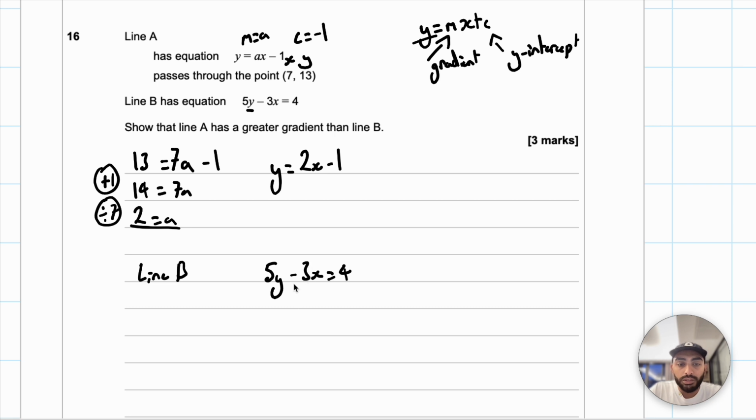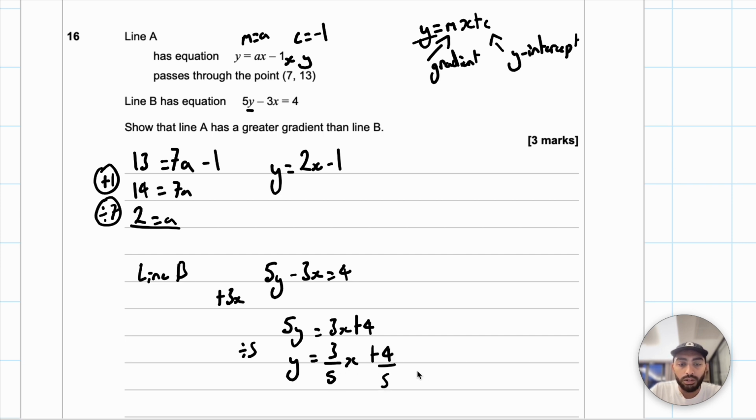So we'll get rid of this minus 3x first, because it's the last thing that's happening. And we'll do that to both sides. The opposite of minus 3x is add 3x. So add 3x to the left-hand side leaves us with 5y is equal to 3x plus 4. And then we need to divide by 5 to get y on its own. So that leaves us with y is equal to 3 over 5 x plus 4 over 5.